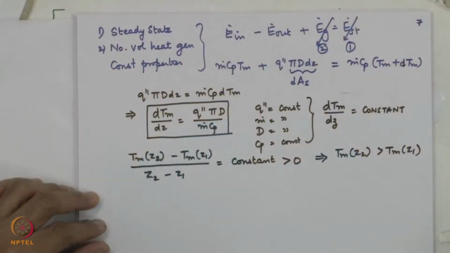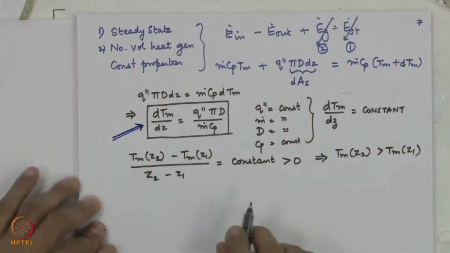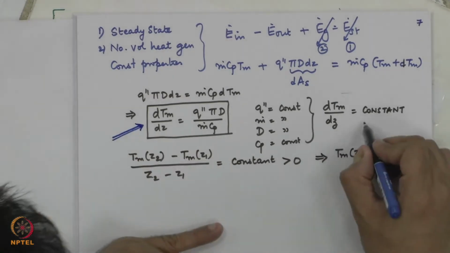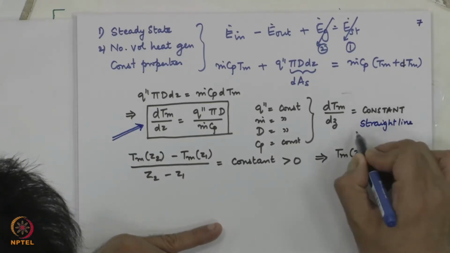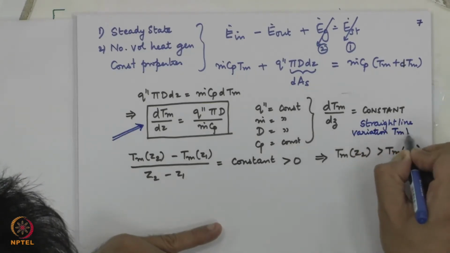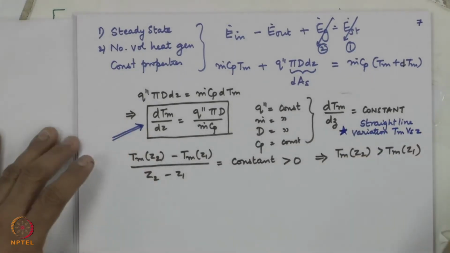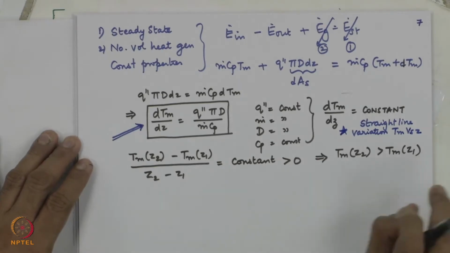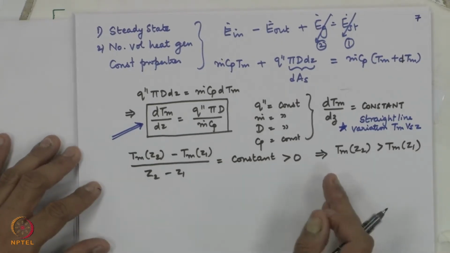Obviously, I didn't have to go through this to tell you that, but the important thing is this definition of dTm by dz, which we will use again in later modules, is telling you that it is a straight line. Variation for constant heat flux case, T bulk mean versus Z is a straight line variation. Very important, very useful concept. Okay, so bulk mean temperature is increasing, energy content is increasing.